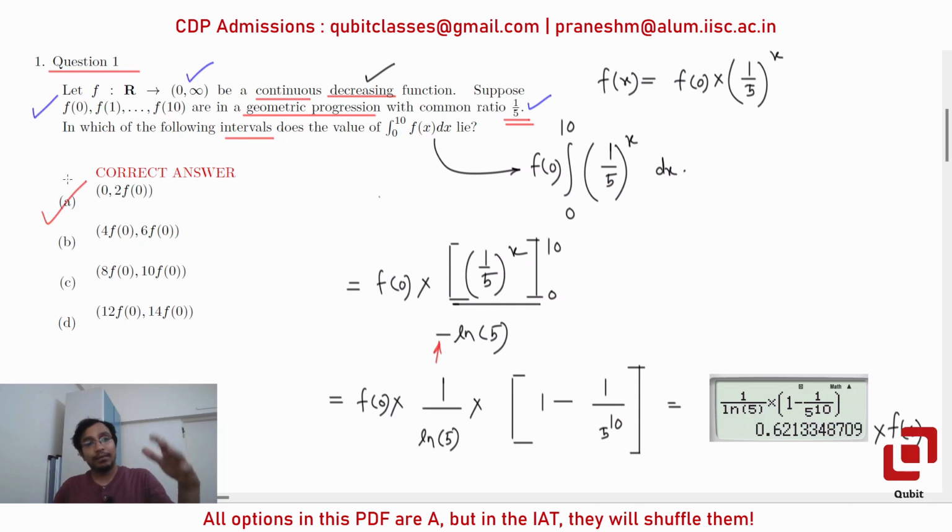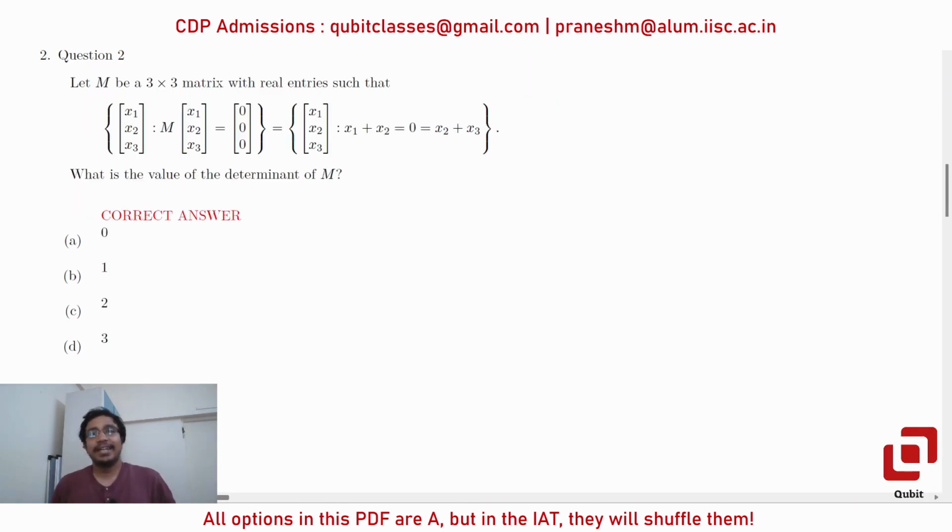Now this might happen for all the cases that the option is A, but in the exam they will shuffle the options, so it will not always be option A. This is the official PDF which is on their website, so every question will have option A, but don't be surprised by that. They are going to shuffle those options.